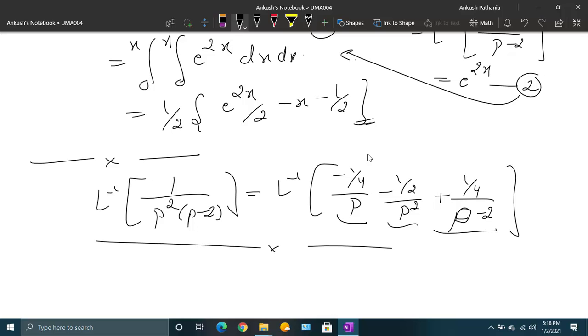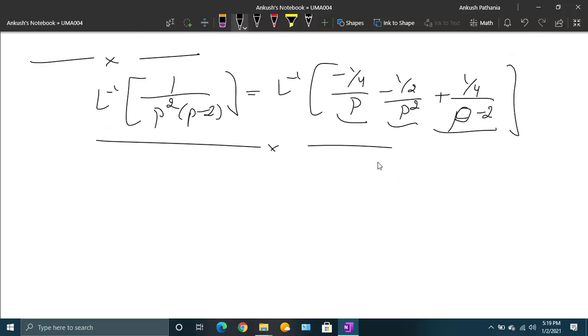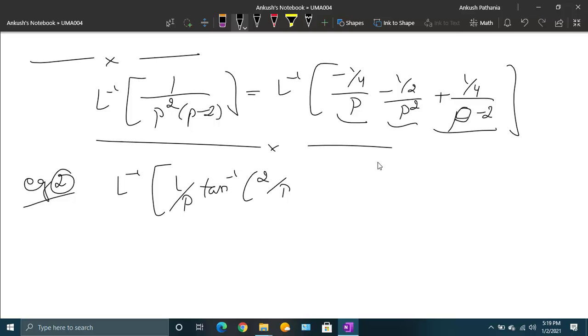So this is how we solve these problems. And let me do one more problem related to this property number 5. This is the Laplace inverse of 1 by p times tan inverse of 2 by p. This is what I need to find.